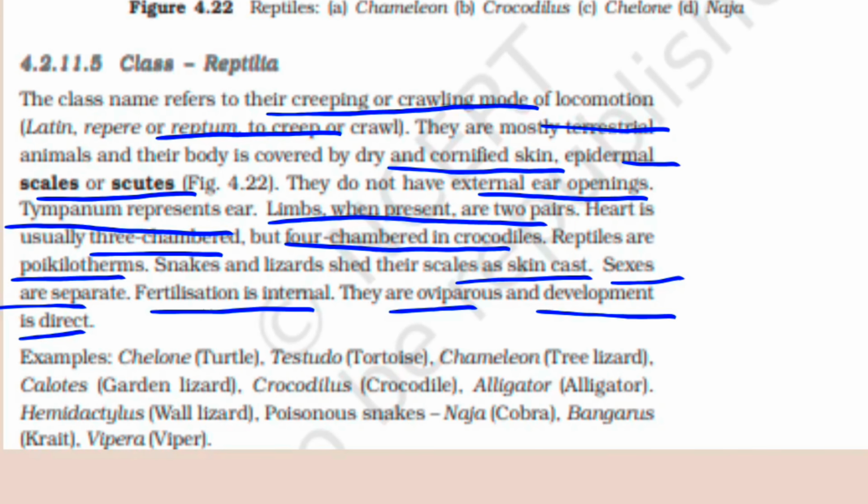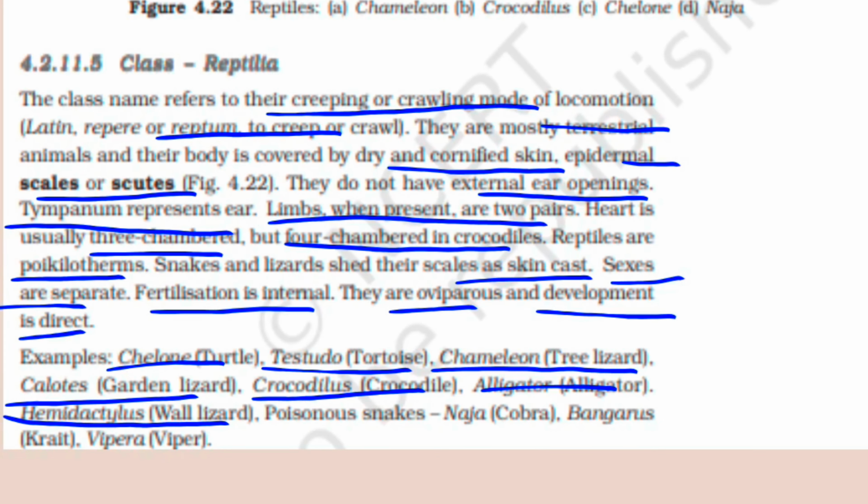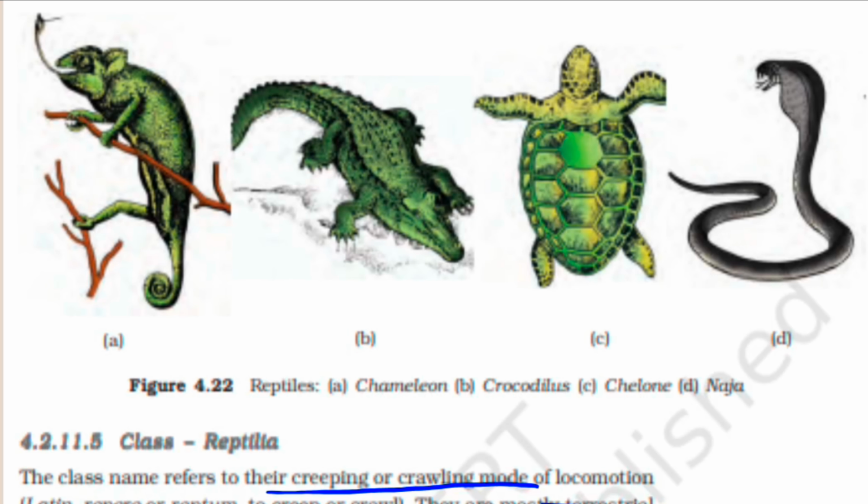Example: Chilone turtle, Testudo tortoise, chameleon tree lizard, Calotes garden lizard, Crocodilus crocodile, alligator, Hemidactylus wall lizard. In poisonous snakes, Naja cobra, Bungarus crate, Vipera viper. Let's see the diagram. This is chameleon, this is crocodilus, this is turtle, and this is cobra.